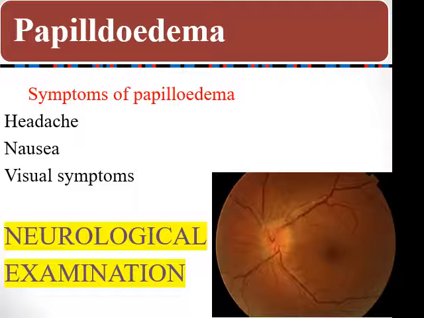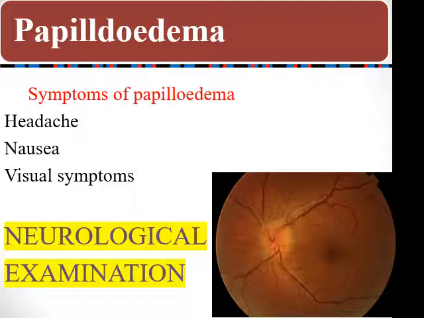It increases with bending of the head, as in praying. It may be localized or diffuse. Papilledema is associated with nausea, sometimes projectile vomiting. In some patients, nausea may precede headache.